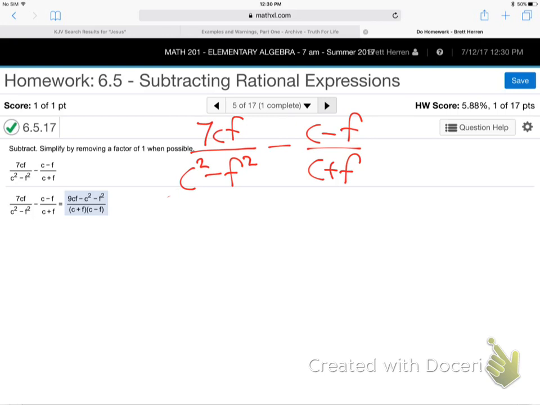So what's the first step on a subtraction problem? Upper right. Subtractions go to the upper right. So take that subtraction symbol and go boom, boom, to the upper right. Change all the signs up there. So minus C plus F.